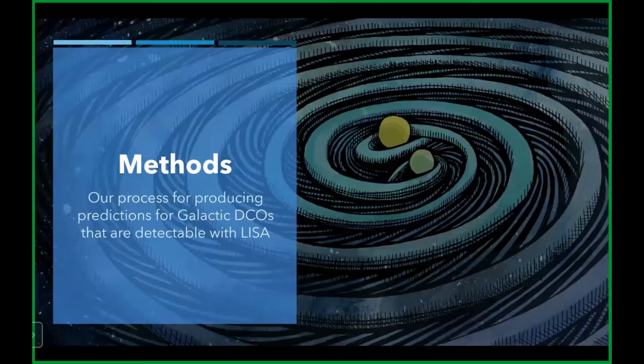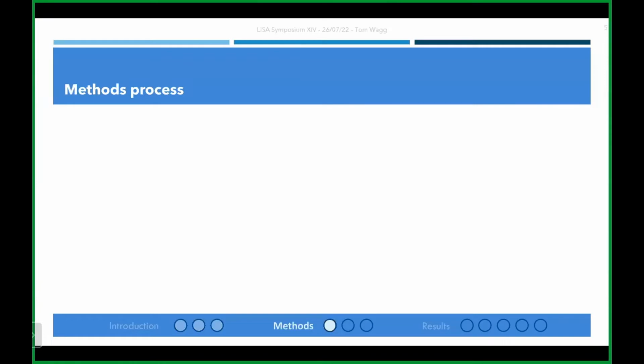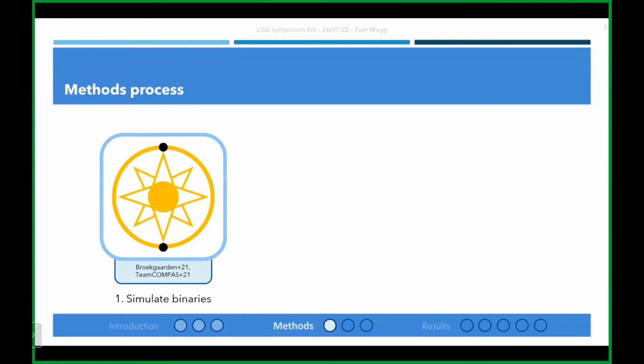So hopefully now you're super excited, you want to learn more. So let's talk about exactly what we've done and where we've got these results. It's essentially a three-step process. Step one, we're going to need some binaries. In order to do this, we use the Rapid Binary Population Synthesis Code, COMPAS.